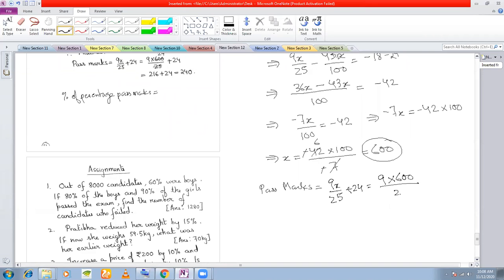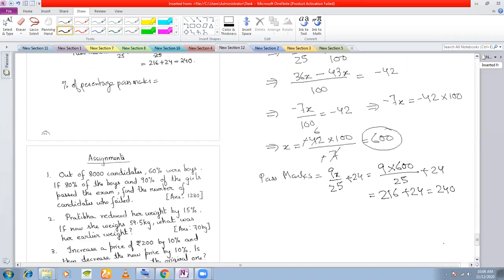Put x is equal to 600. So you get 216 plus 20, you get 240. So how much is the pass marks? 240. And what is the total marks? 600. So therefore, what is the percentage of pass marks?